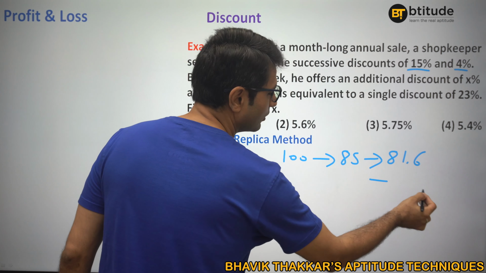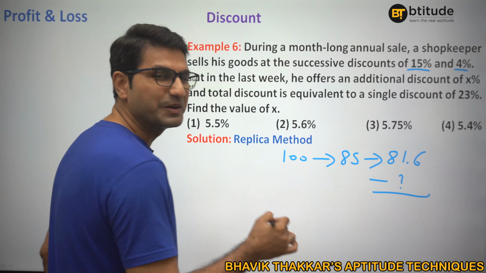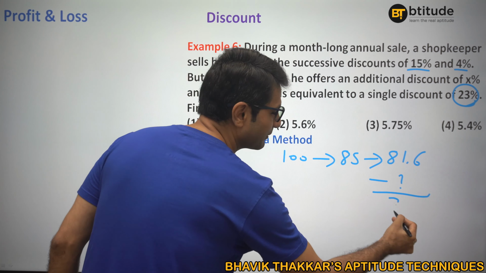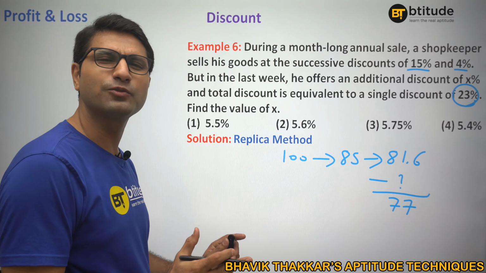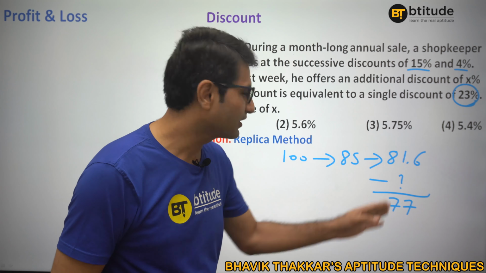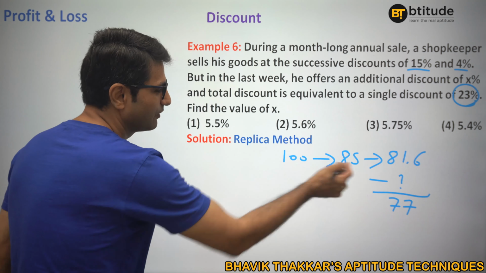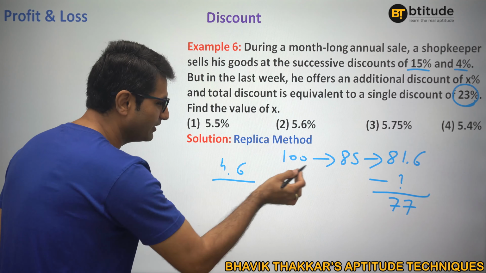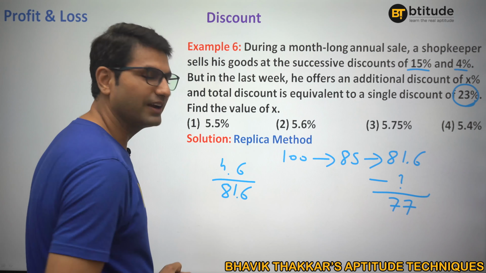And then the third discount, which we don't know how much it is, but we know overall there is 23% discount. That means the final selling price is 77. Very easy to calculate. And now we will think, what is the discount? The third discount will be 4.6, but we are supposed to find it in percentage terms on 81.6, right?